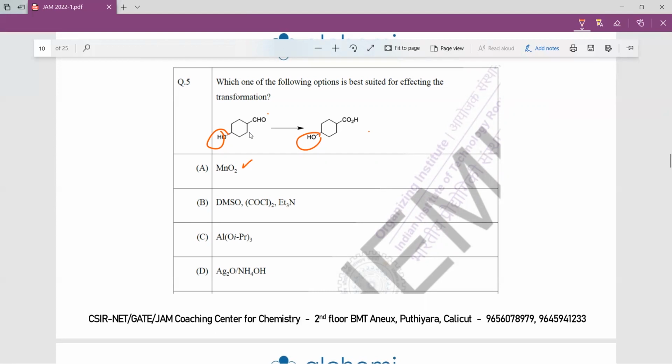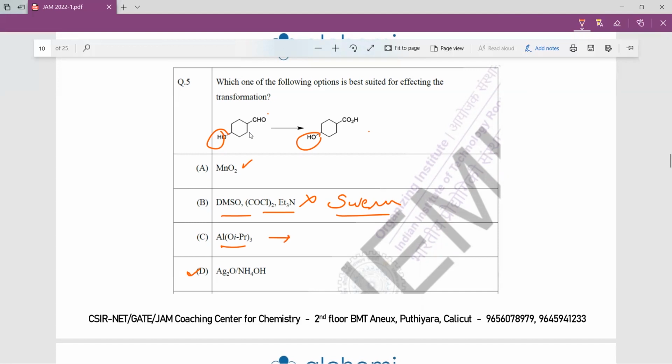It will be oxidized. DMSO, COCl, triethylamine is known as Swern oxidation. And this is particularly for the oxidation of secondary alcohol to ketone. So definitely it is not used. This is also used for the oxidation of alcohols. You can see this is known as Oppenauer oxidation reagent. It was also used for the conversion of alcohol to ketone. And the fourth one is the best reagent for the conversion of this one. So you can say this is the answer.